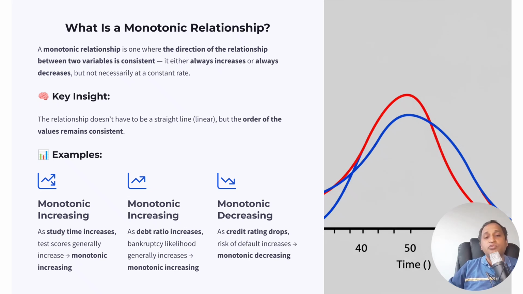Here are a few examples. For example, as study time increases, the test score tends to increase. The increase might not be perfectly linear, but the trend is upwards. Another example is that as a company's debt ratio increases, the likelihood of bankruptcy also tends to increase. Again, a clear upward direction. On the flip side, we have monotonic decreasing. As a credit rating drops, the risk of default increases. So even though the variables move in opposite directions, the relationship is still consistent, just in reverse order.